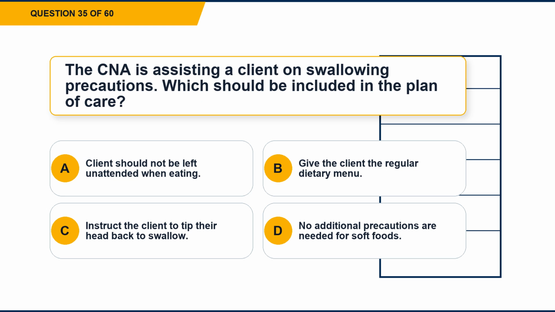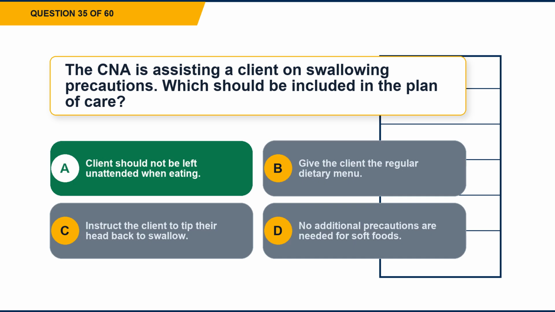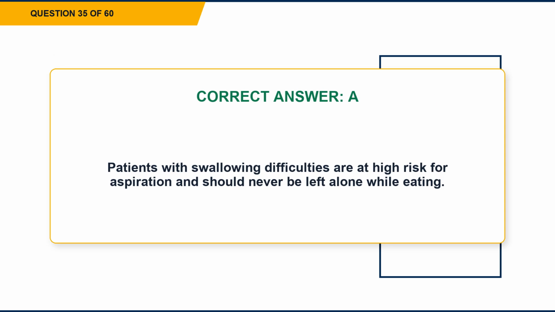Question 35. The CNA is assisting a client on swallowing precautions. Which should be included in the plan of care? Option A. Client should not be left unattended when eating. Option B. Give the client the regular dietary menu. Option C. Instruct the client to tip their head back to swallow. Option D. No additional precautions are needed for soft foods. The correct answer is option A. Client should not be left unattended when eating. Explanation. Patients with swallowing difficulties are at high risk for aspiration and should never be left alone while eating.